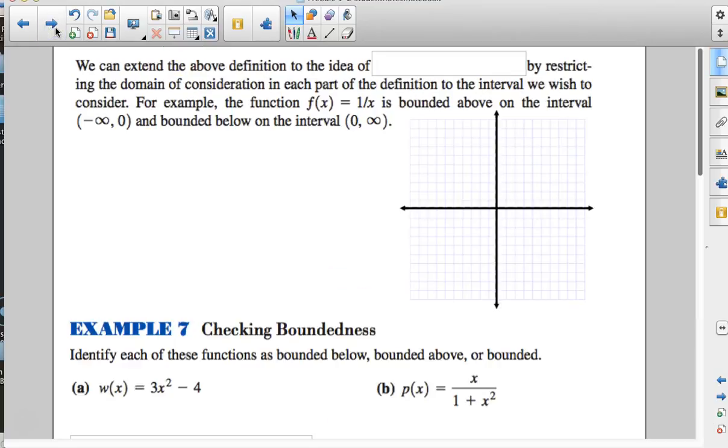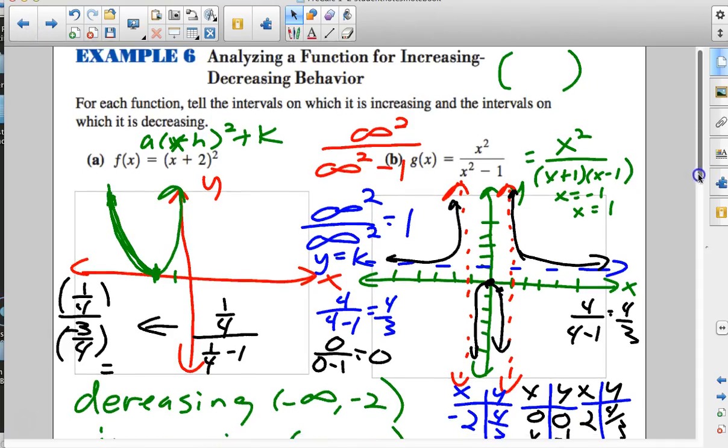So now we can extend our boundedness definition to the idea of bounded on just an interval. Oh gosh, what are they talking about now? Well, let's go back here.